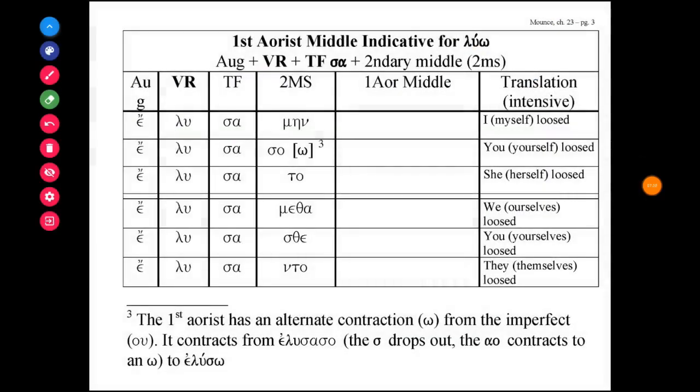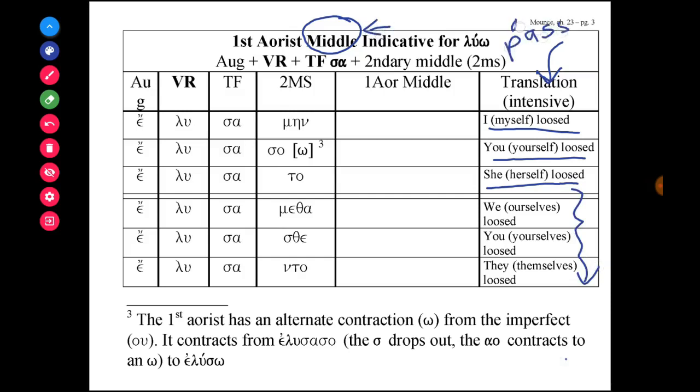So how do we form the first aorist middle indicative, which I've translated intensively as I myself loosed, you yourself loosed, she herself or he himself loosed, etc.? Remember that while this is the form for the middle, we will not learn the aorist passive form until a future module. This is just for the middle form.